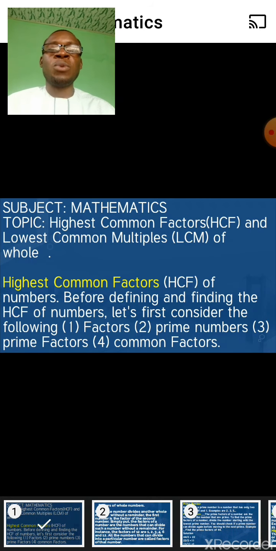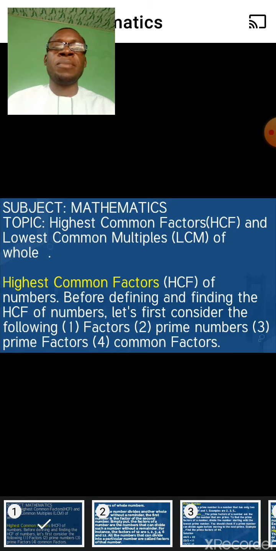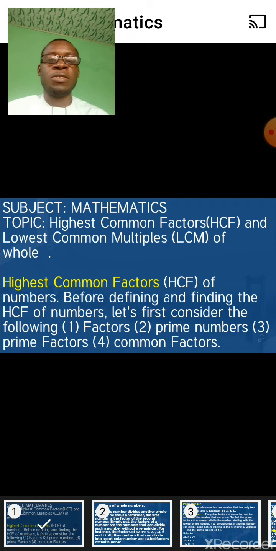The topic we shall consider today is highest common factors, HCF, and lowest common multiples, LCM, of whole numbers. Let's start with highest common factors, HCF, of numbers. But before defining and finding the HCF of numbers, let's first consider the following. Number 1, factors. Number 2, prime numbers. Number 3, prime factors. Then number 4, common factors.